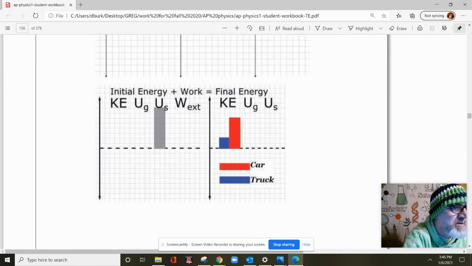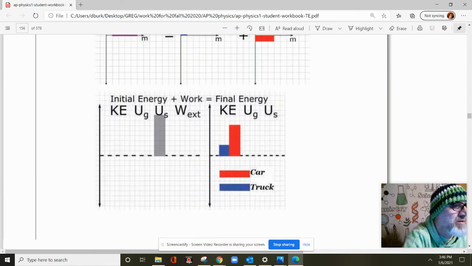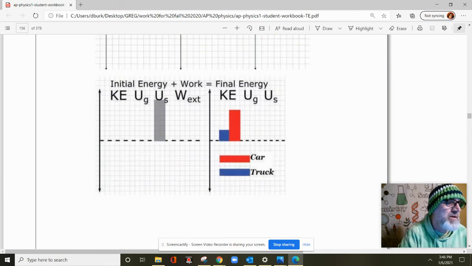Momentum before as well as after. What is this? Why is there an energy thing here? The energy, because it tells us to. Okay, so before, the energy is all spring. And then afterwards, you can see that the car has 1/2 mv squared energy.